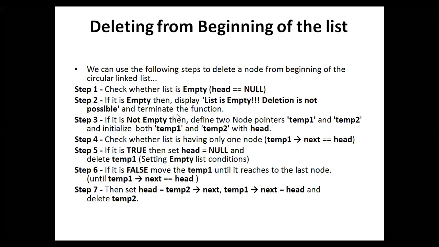So if it is not empty, we have to define two node pointers, temp1 and temp2, and initialize both temp1 and temp2 with head. Check whether the list is having only one node. Only one node means no issues. Head equal to temp1 next, we have to check this. If it is true, then set head equal to null and delete temp1. Okay, that is the empty list condition. If it is false, we have to move temp1 until it reaches the last node.